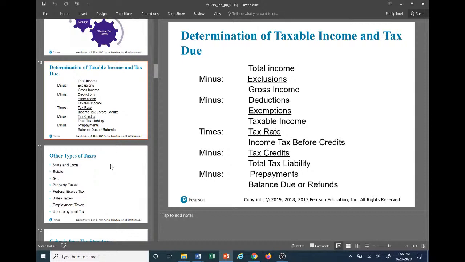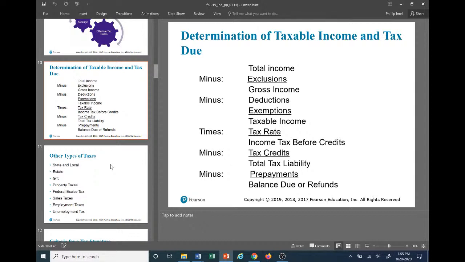If you look from the top, we start out with total income. Then we take out exclusions. That'll leave us with gross income. From there, we back out deductions and exemptions, and that'll leave us with taxable income. From taxable income, we then have the tax rate, which is applicable to taxable income. Then we have income tax before credits. So this is where we apply the tax credits next.